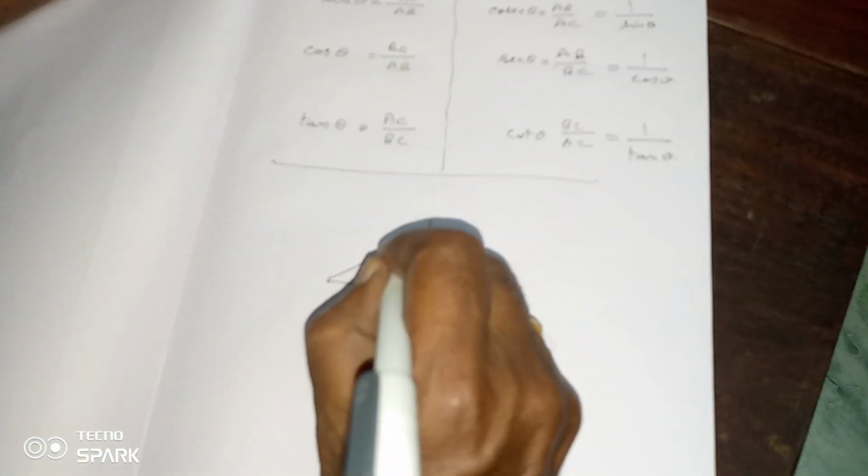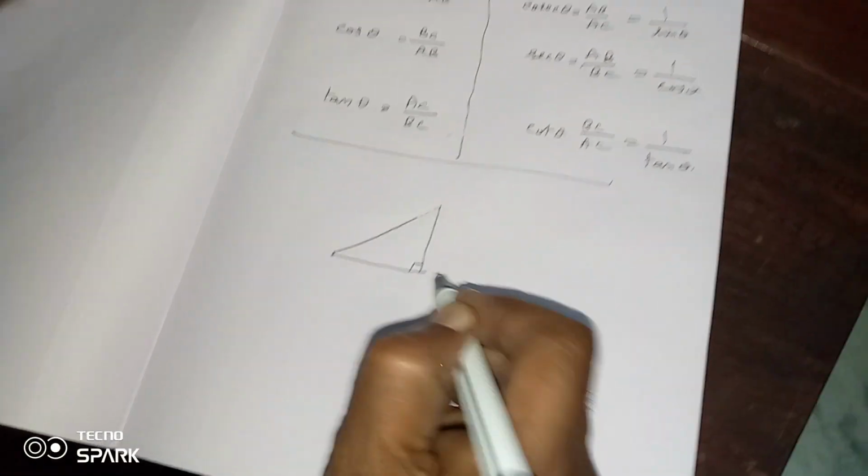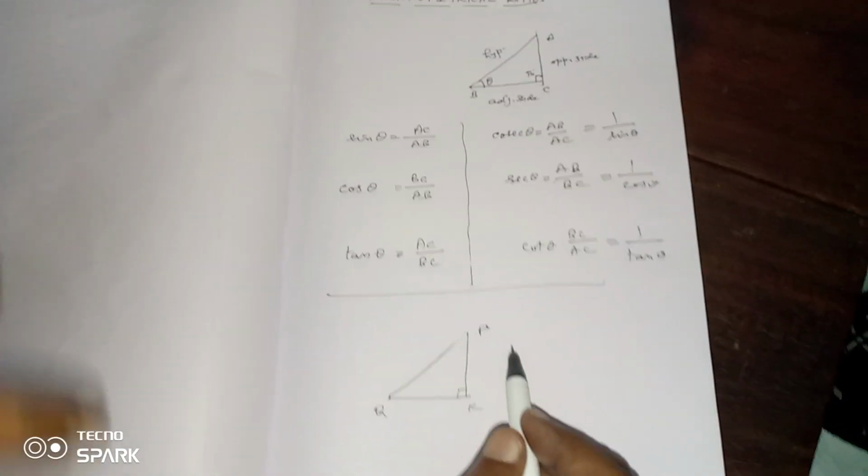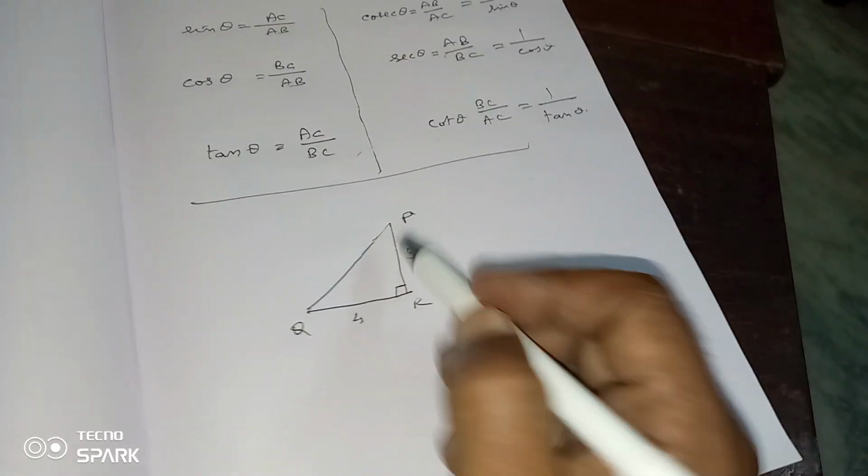For example, let us consider a right angle triangle like this, with the 90 degree angle at Q, say PQR. If any two sides are known, the third side can be found using Pythagoras theorem. Suppose this opposite side is 3 units and the adjacent side is 4 units. What is PR? Square root of 3 squared plus 4 squared, so root of 25. So it will be equal to 5.